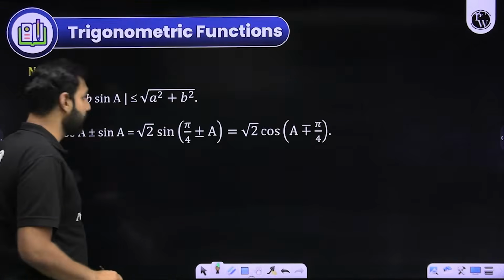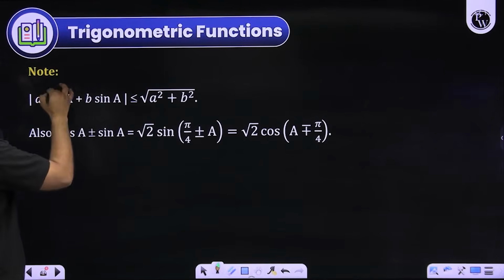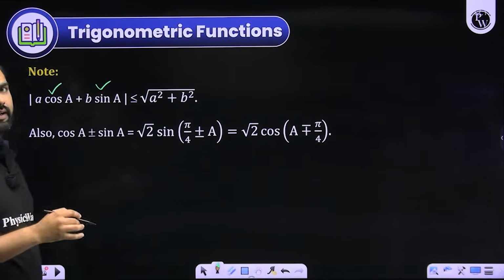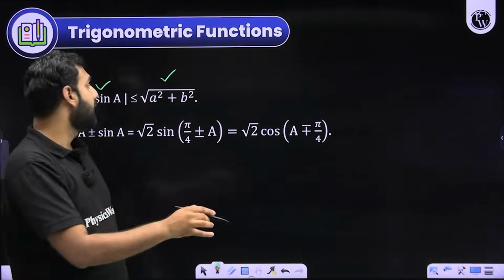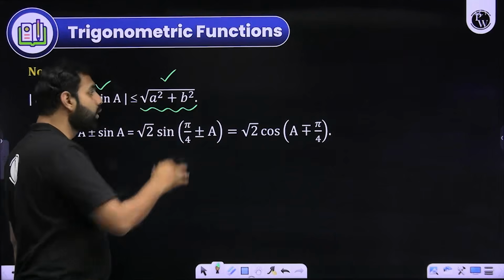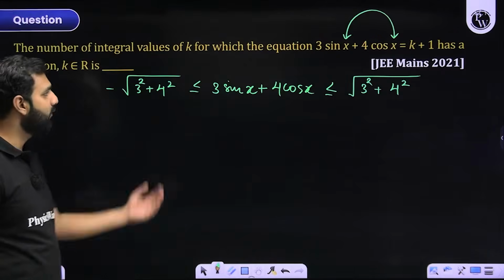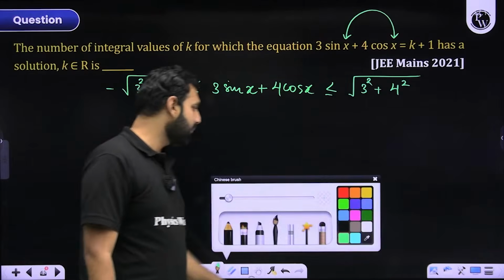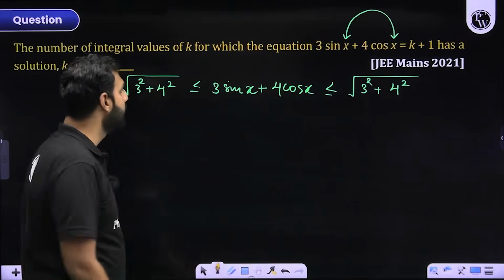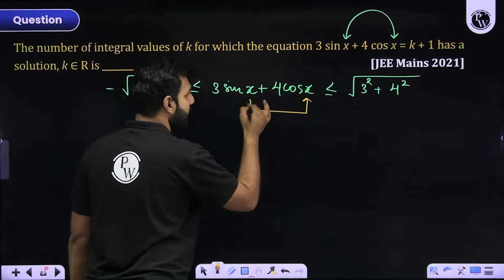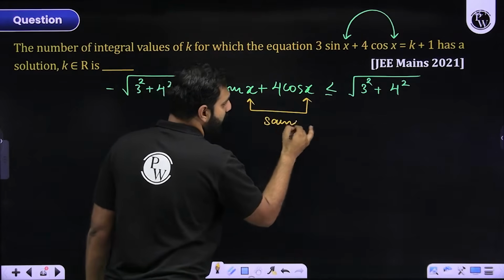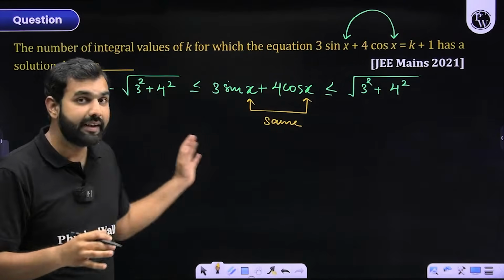I'll get back to this conclusion here. What I'm trying to say is that a cos theta plus b sin theta is always greater than minus under root a square plus b square, and it is always less than under root a square plus b square. That's exactly what I'm saying here. Did you understand my part here? The part is very simple. 3 sin x plus 4 cos x. This x and this x should be same. If it is not same, this inequality cannot be applied.